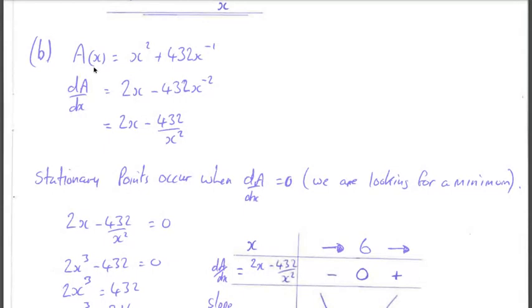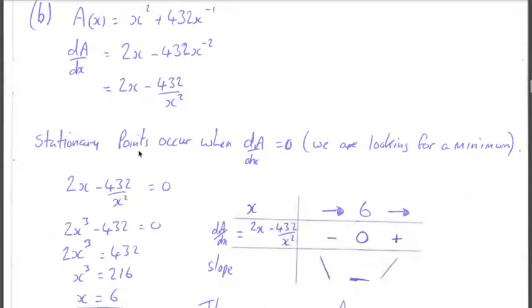So the area was x squared plus 432 over x. Get it into a format that we can differentiate. So rather than 432 over x, it is 432 multiplied by x to the power negative 1. Now we're going to differentiate. So power to the front, reduce the power by 1 each time. I'm just going to rewrite this as 2x minus 432 over x squared. Okay, make our statement: stationary points occur when dA/dx equals 0.